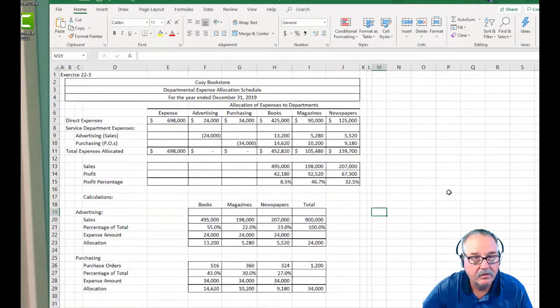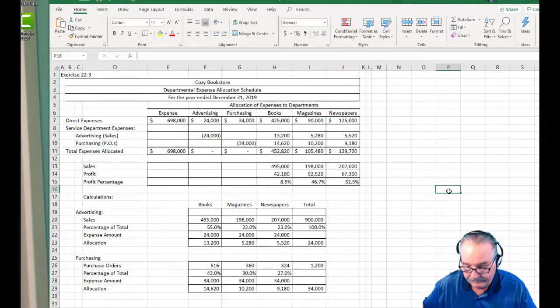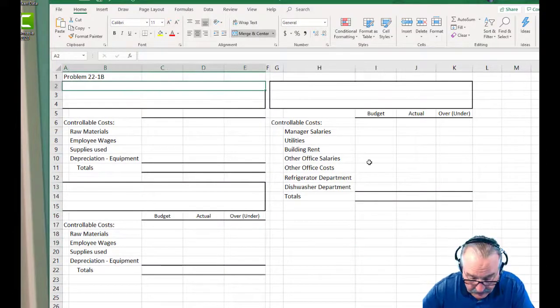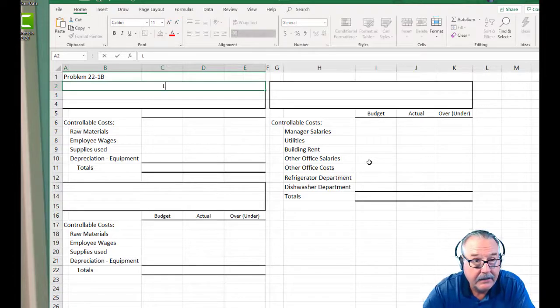Exercise 22-3. So let's move on to something that is similar. This is problem 22-1b, and this is the LMN company.